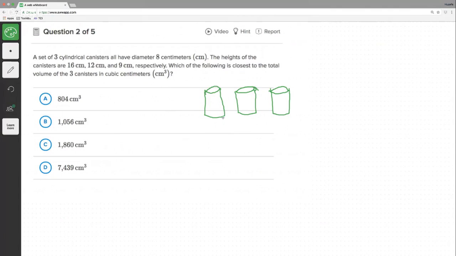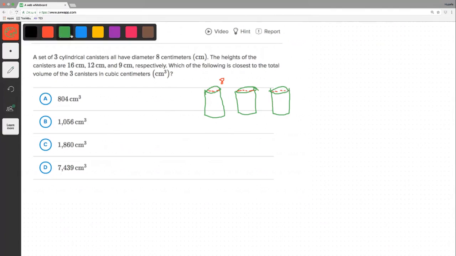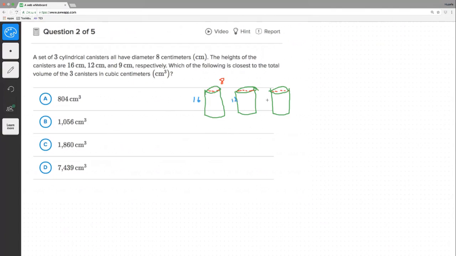And they all have a diameter of 8. So we're going to say it's across as 8 centimeters for all of these. It's all the same. The heights are different. So the heights are 16, 12, and 9. Which of the following is closest to the total volume of the 3 canisters in cubic centimeters?